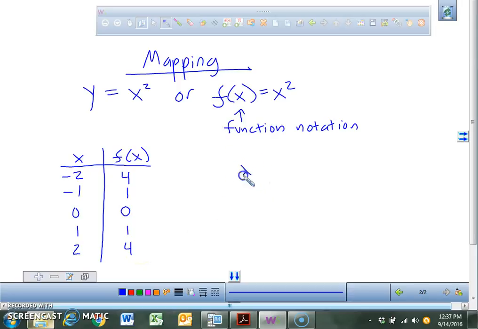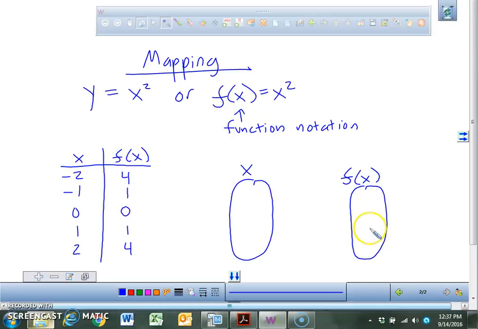So we're going to map this. Here's what I want you to do. Put x here and put a big old oval. Put f of x right here. Put another oval. All right? In the map of all of your x values, put -2, -1, 0, 1, and 2. But in f of x, which is talking about the y values, only write 0, 1, and 4. In math, you don't have to keep writing the same number over and over and over again. Okay, so let me explain to you how this works.